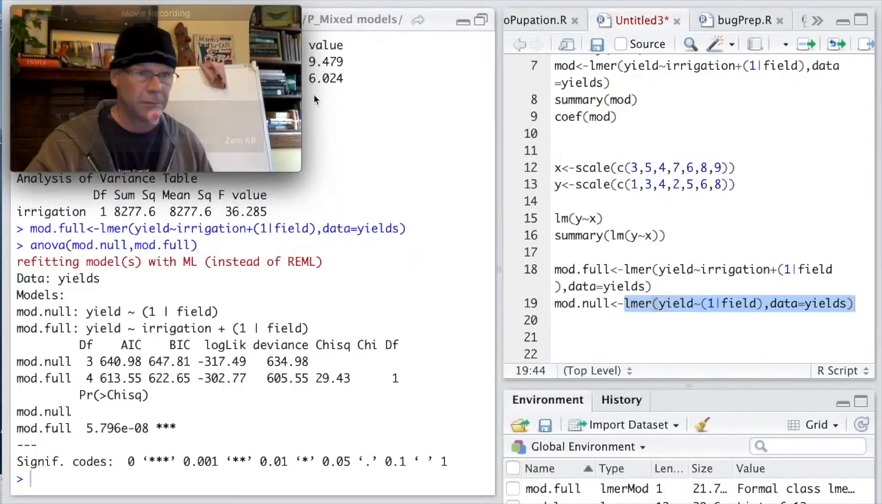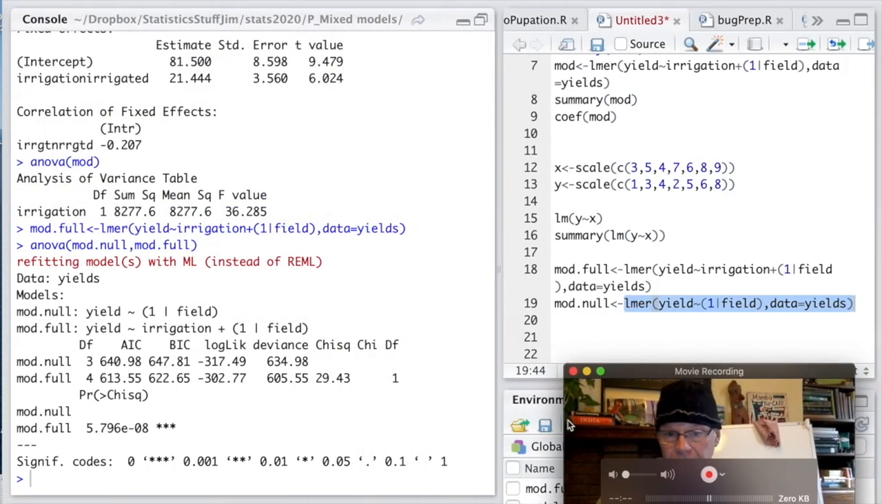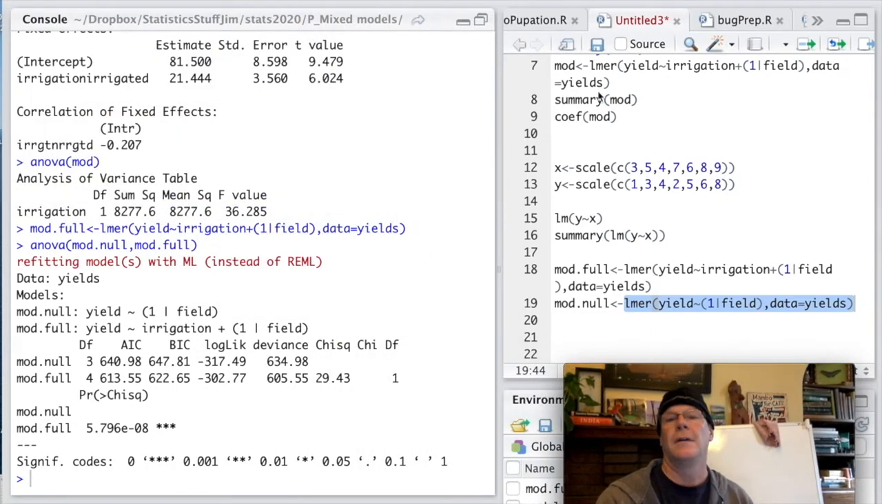Okay, everyone, welcome back. We're going to keep talking a little bit about mixed models here. So let me make myself small, and I'll make myself really small, and I will hang out down there in the corner.